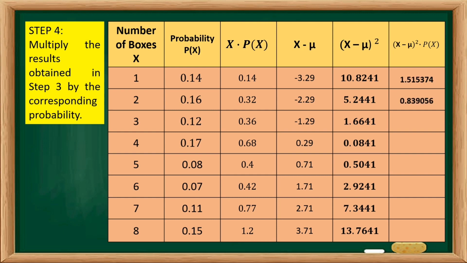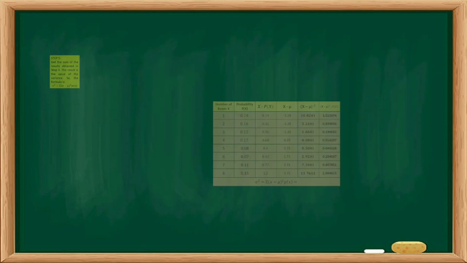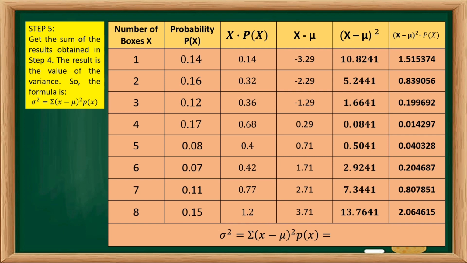Step 4. Multiply the results obtained in Step 3 by the corresponding probability. We get 1.515374. Next, we get 0.839056, 0.199692, 0.014297, 0.040328, 0.204687, 0.807851, and 2.064615.